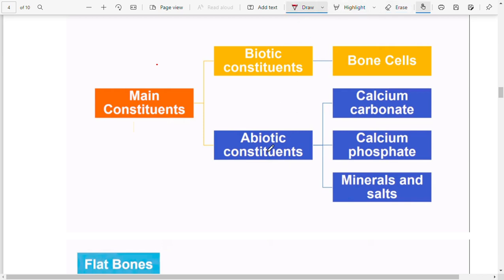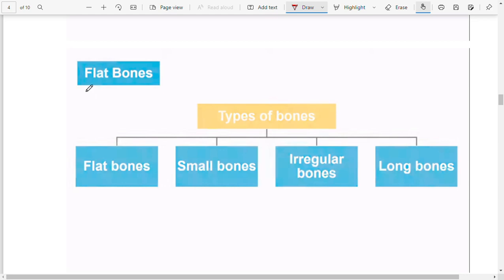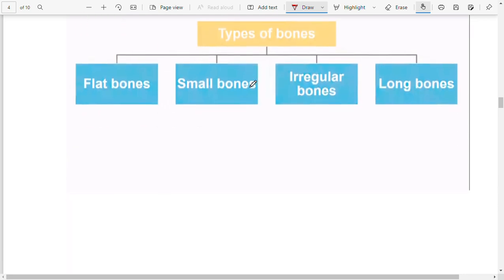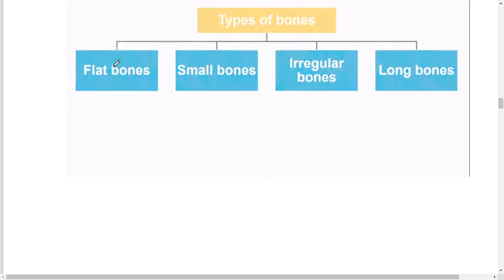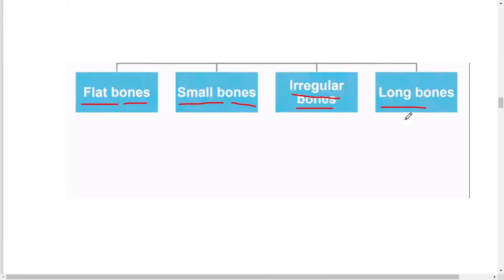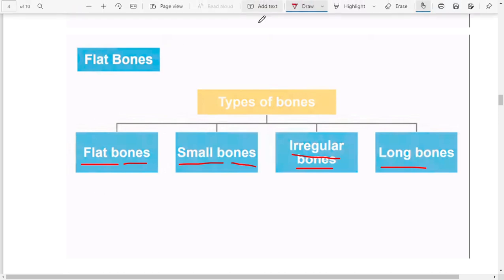Now next we are going to learn about the types of bones. The first type of bones we are going to learn about is the flat bones. Then we are going to learn about the small bones. Then the irregular bones and the long bones. So let's see these bones in detail first. I will write their meaning in this text.